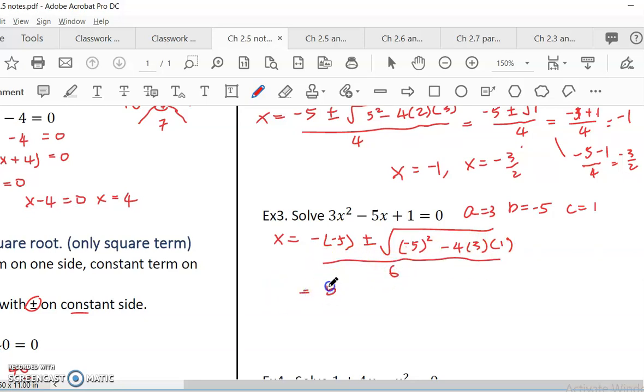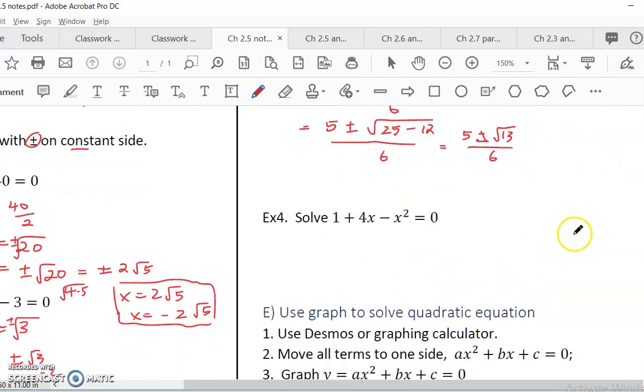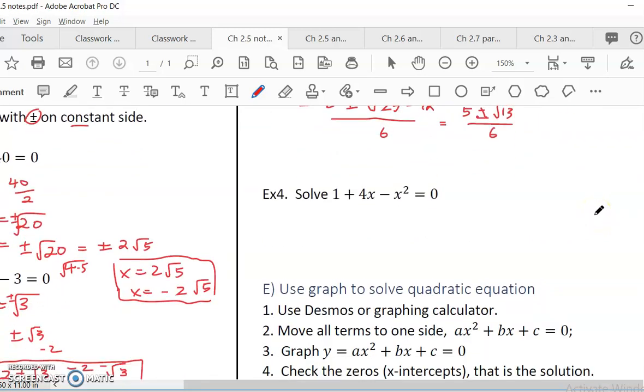So in this case, it will be 5 plus and minus the square root of 25 minus, what? Minus 12, right? 3 times 4 times 1 is 12, over 6. 25 minus 12 is 13, so 5 plus and minus square root of 13 over 6. 13 is not a perfect square, so we leave it the way it is, and there's nothing to simplify. In your worksheet, there are things you can simplify, but not in this one.